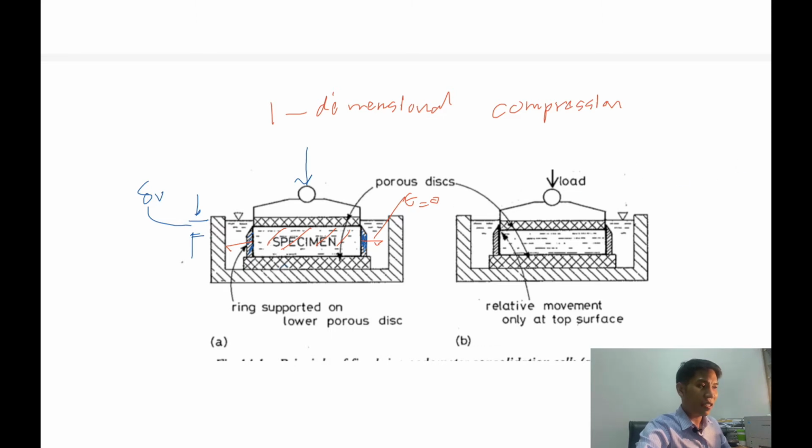And above the soil specimen, we put the so-called porous stone at top and bottom to let the water drain from the soil to the top direction and to the downward direction. This one is the concept. And if we do something like that, what's going on?